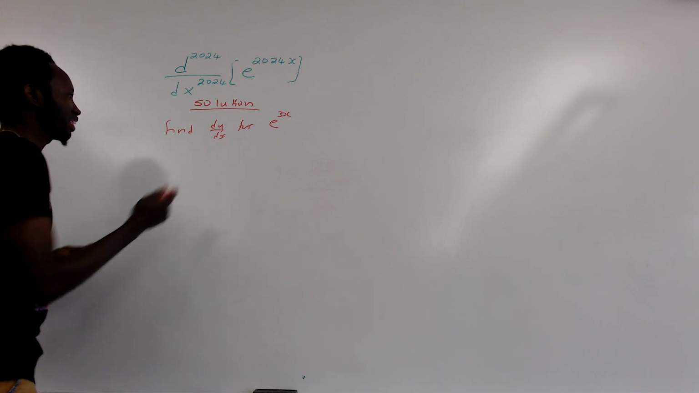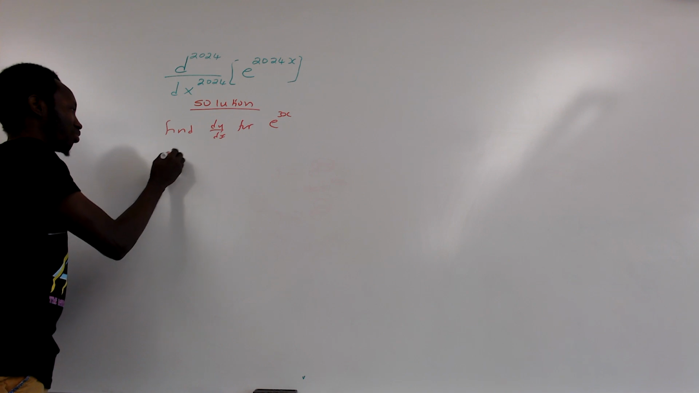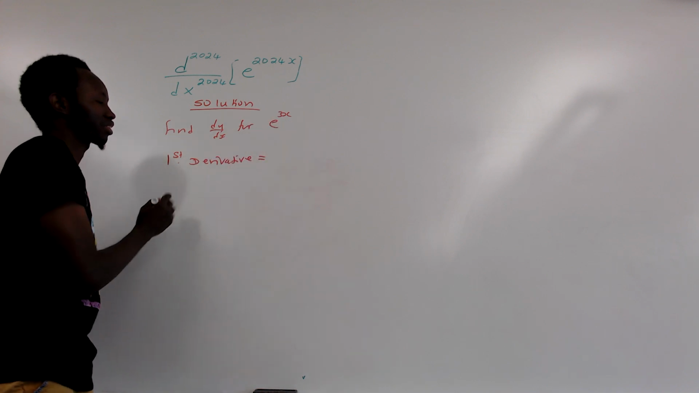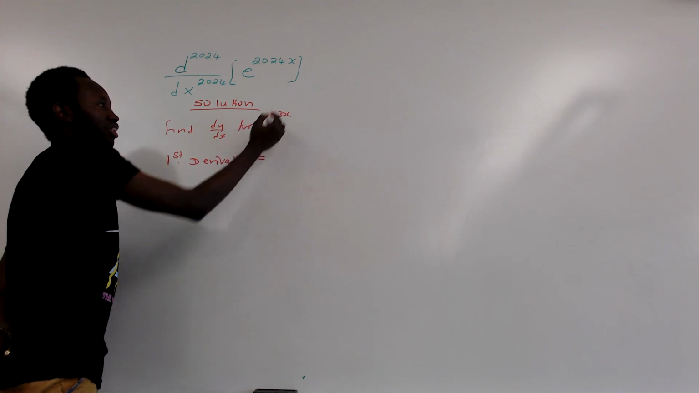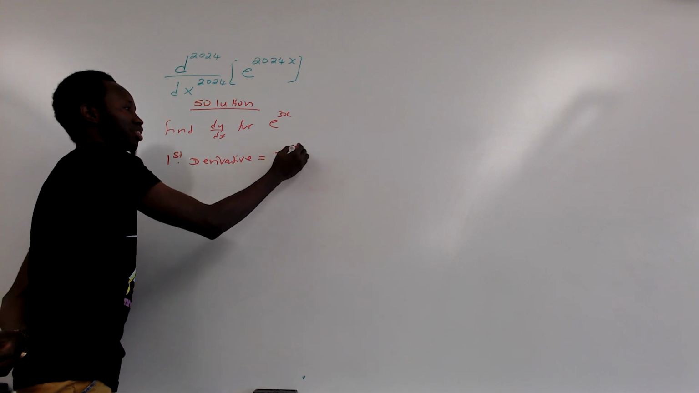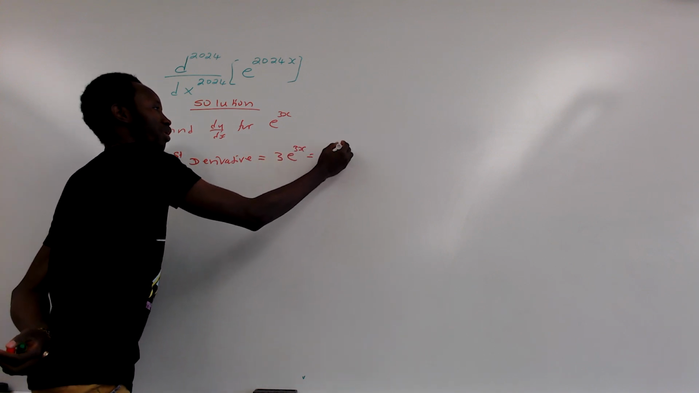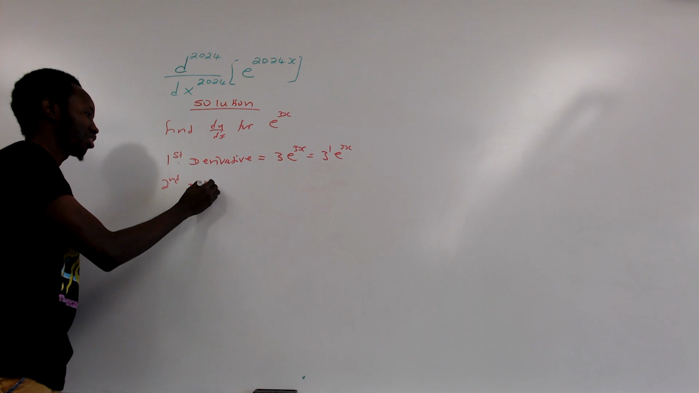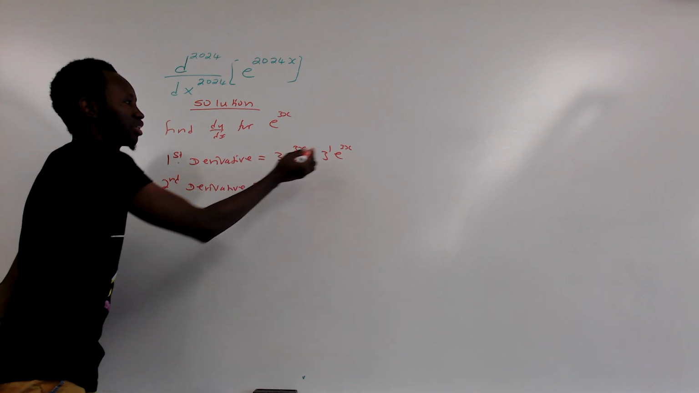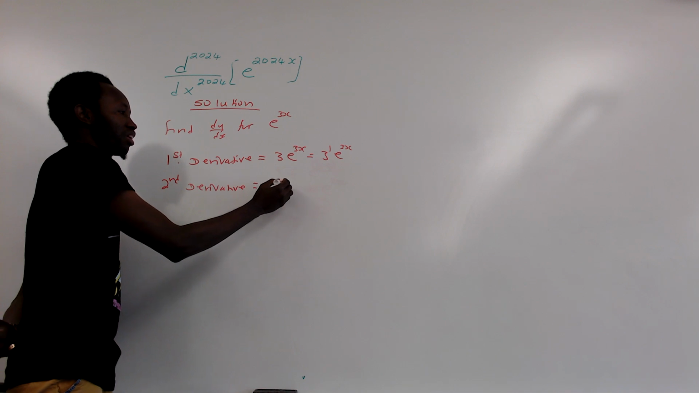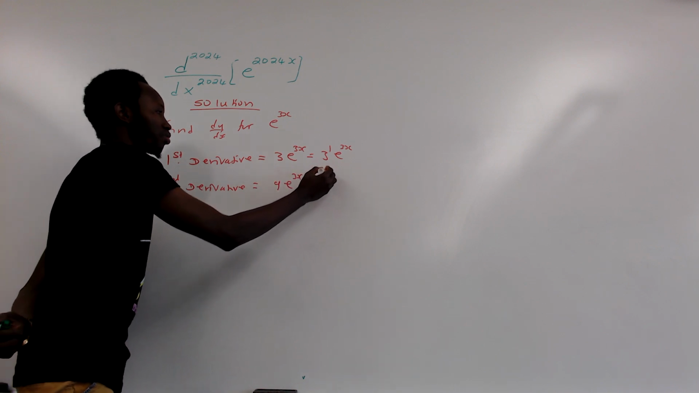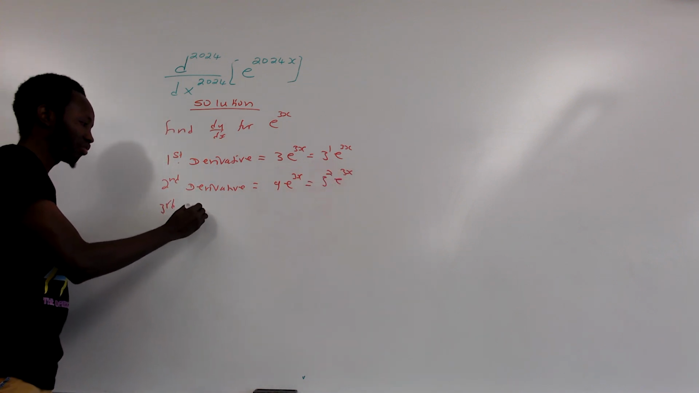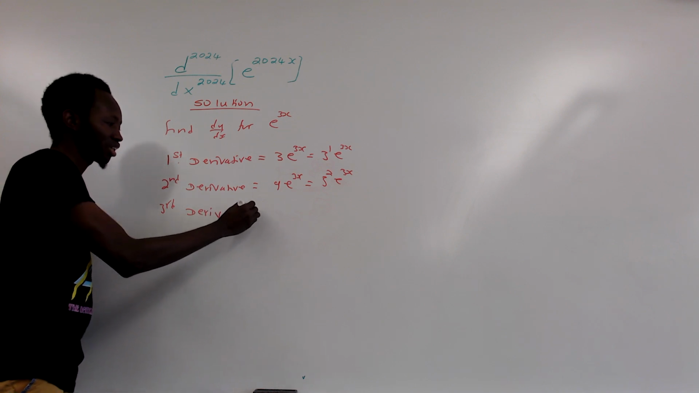So let's say we take the first derivative. What's going to be the first derivative of this function? Like I was saying, you differentiate 3x, which is 3, and you multiply by the whole function, e raised to 3x. So this we can write as 3 raised to 1 times e raised to 3x. And if we find the second derivative, again we differentiate. 3 times 3 is 9 e raised to 3x, which can be written as 3 raised to 2 times e raised to 3x.